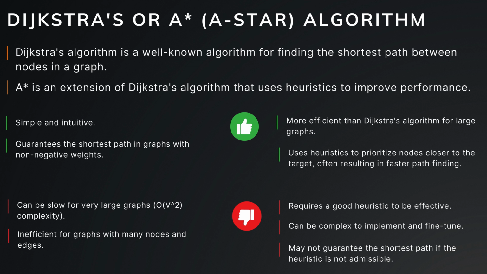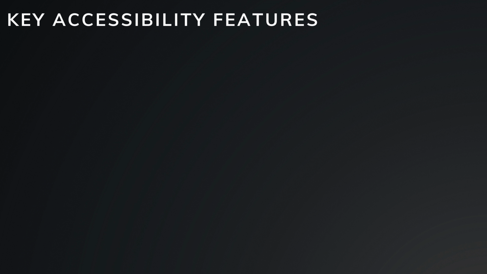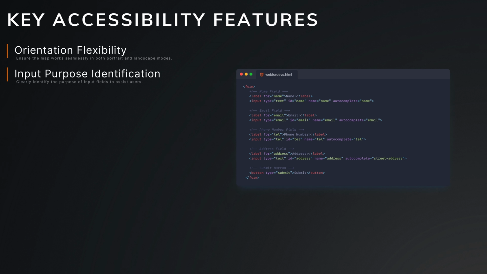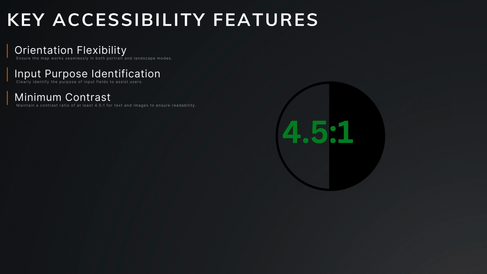Now let's talk about accessibility features. The first one is orientation flexibility. Ensure the map works seamlessly in both portrait and landscape modes. The next one is input purpose identification. Clearly identify the purpose of input fields to assist users. Minimum contrast. Maintain a contrast ratio of at least 4.5 to 1 for text and images to ensure readability.